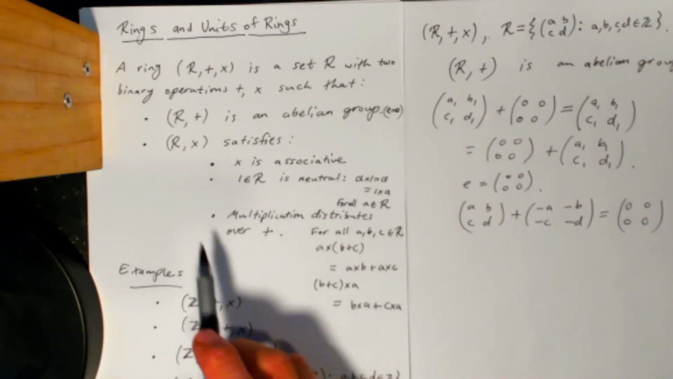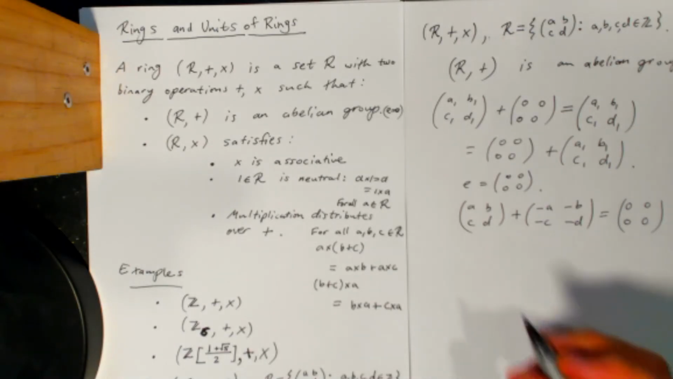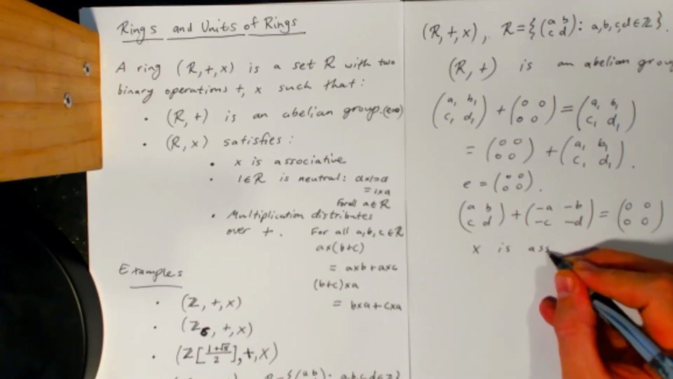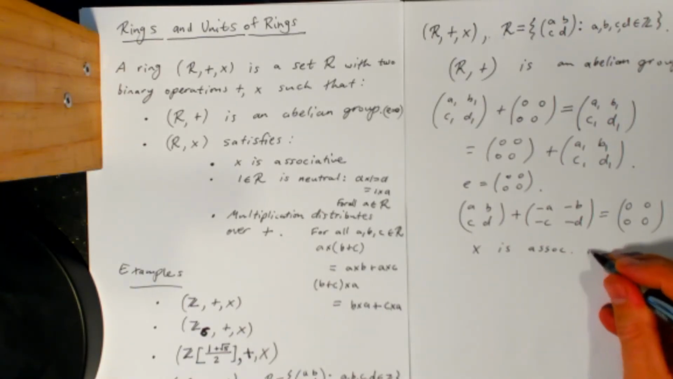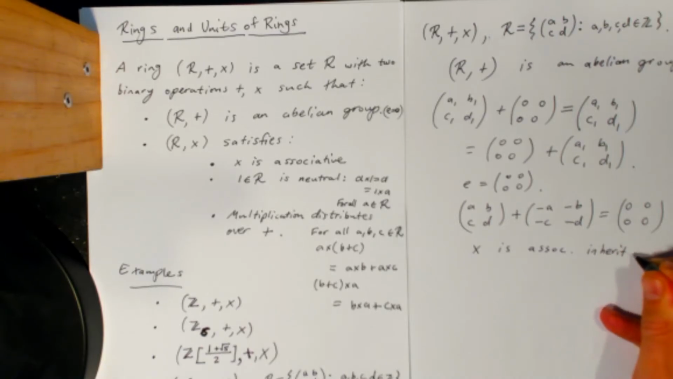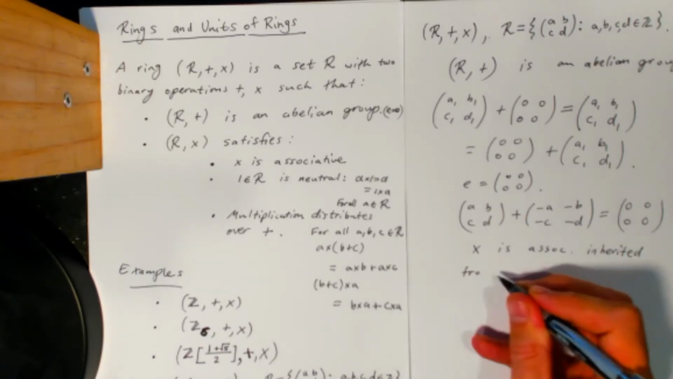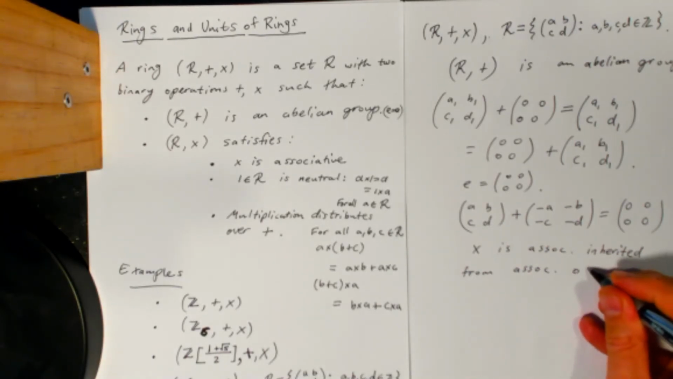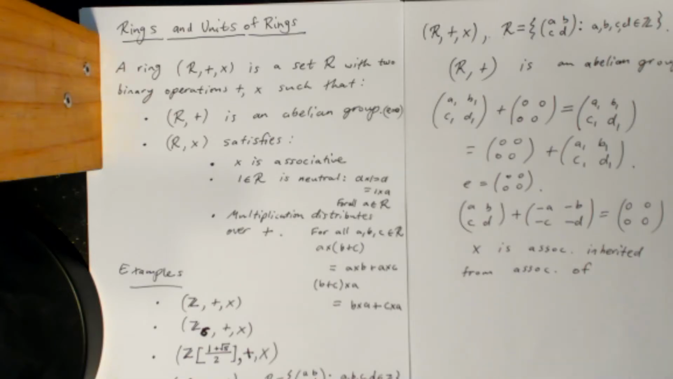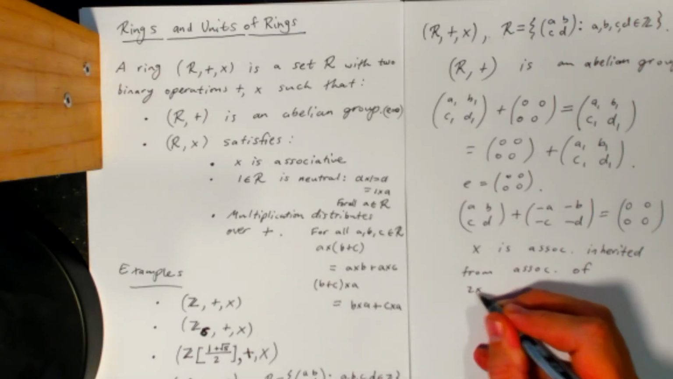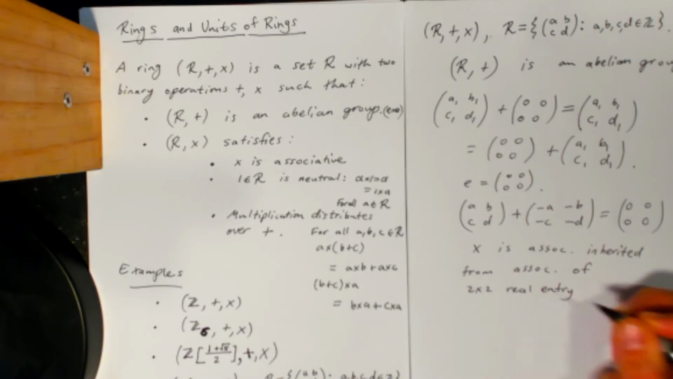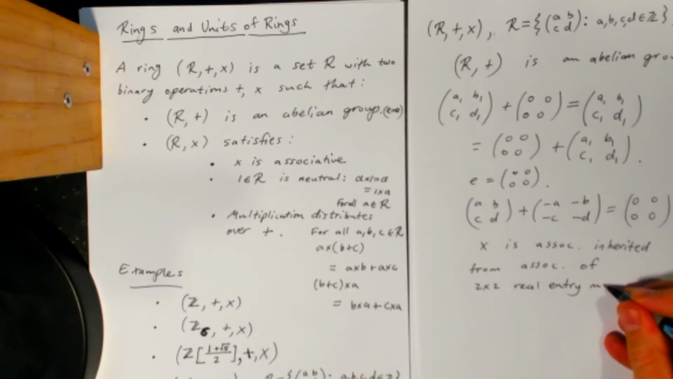Now next we want to consider multiplication. Multiplication is associative, and we inherit this. So it's inherited from the associativity of the ring of 2 by 2 matrices. So just say 2 by 2 real entry matrices.